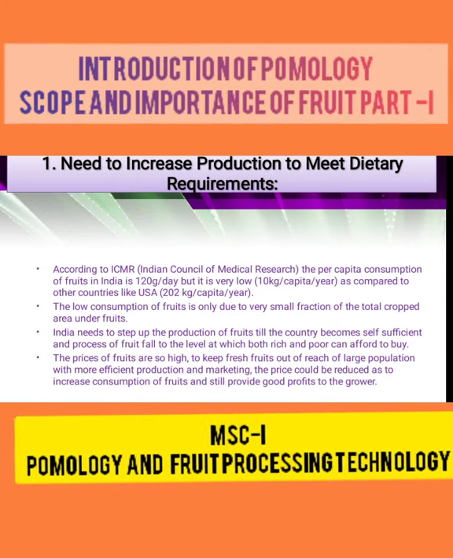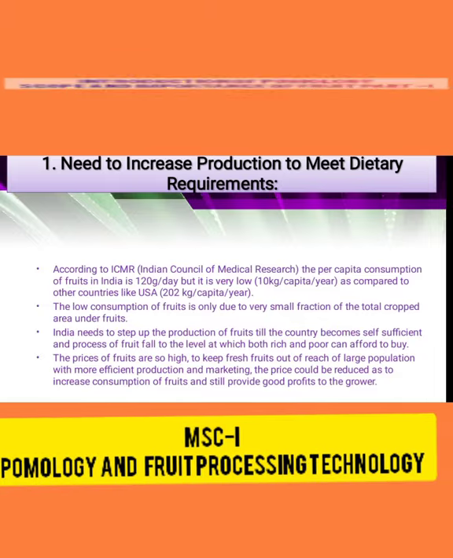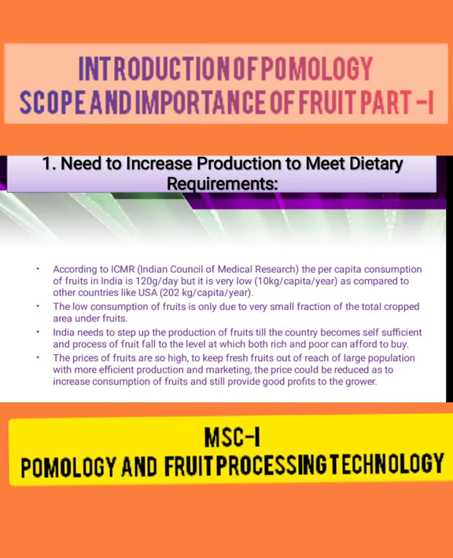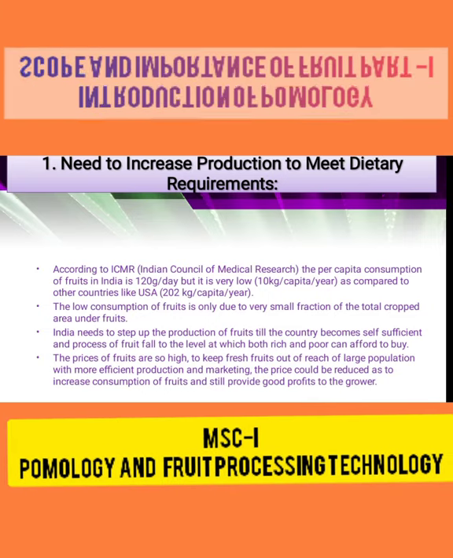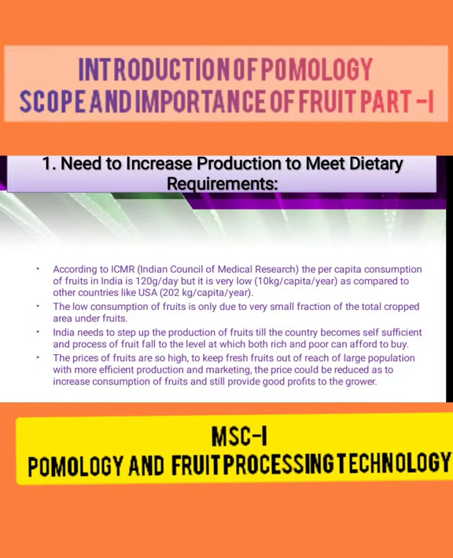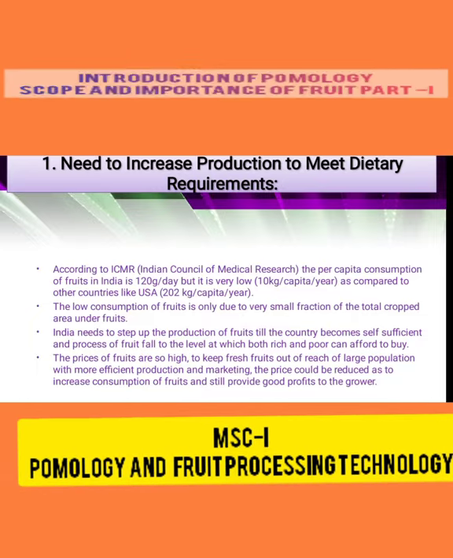In such a condition, we have to increase the production. When we increase the production, the farmer and the grower get a good benefit. That is the meaning of the first scope, the need to increase production to meet the dietary requirement.